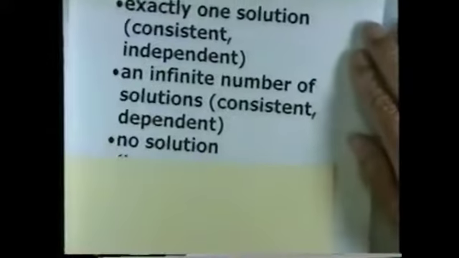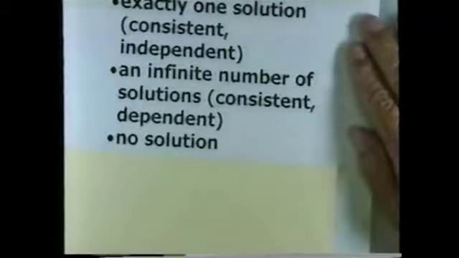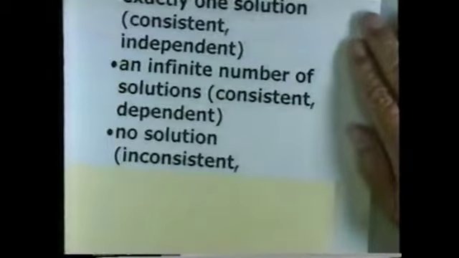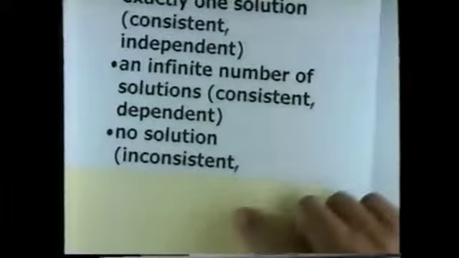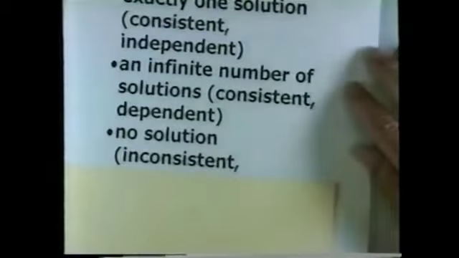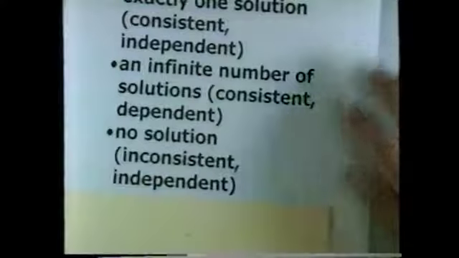We can have a system of equations that has no solution. If we have no solution, we say it's inconsistent. Inconsistent meaning not possible to solve, and independent.